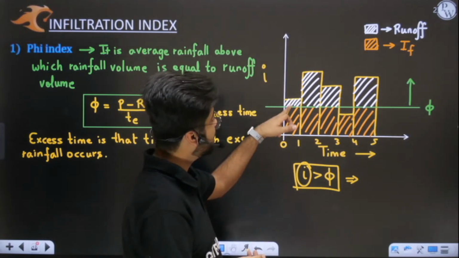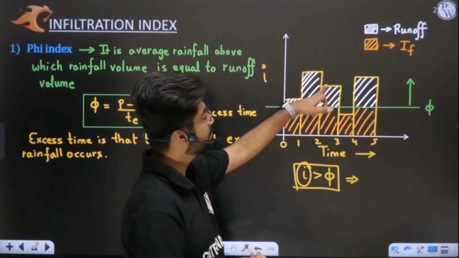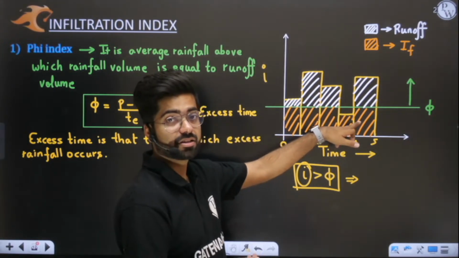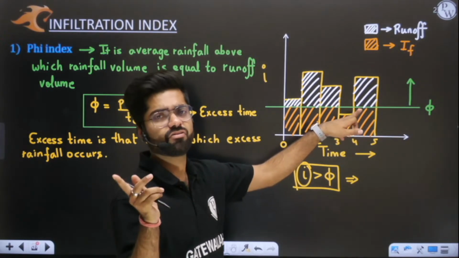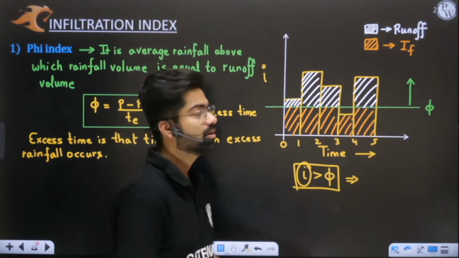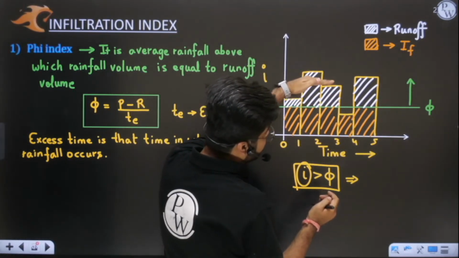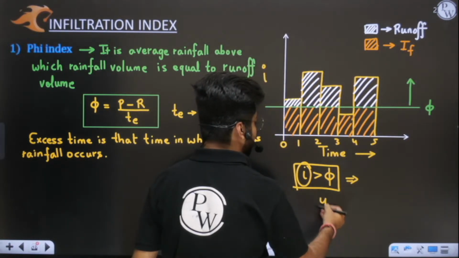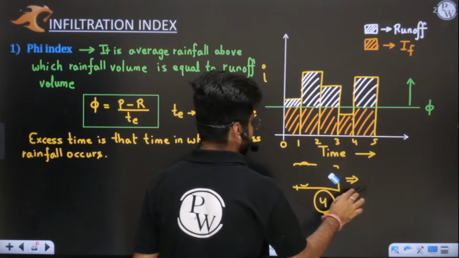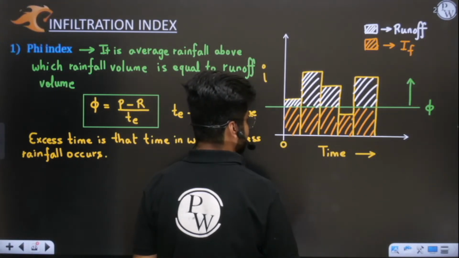So, sir, in this hour intensity is more, in this hour also intensity is more, in the third hour also intensity is more, in the fourth hour intensity is less. Sir, in the fourth hour, since intensity is less, no runoff, because we have no excess rainfall. Here I can see extra rainfall is there, here also, here also, and in the last hour also we have excess rainfall. So in total we have 4 hours in which excess rainfall is there.